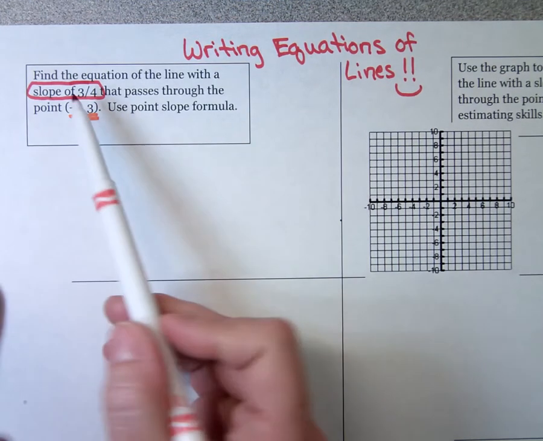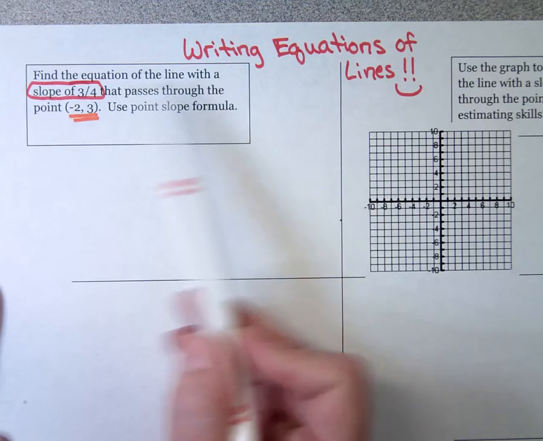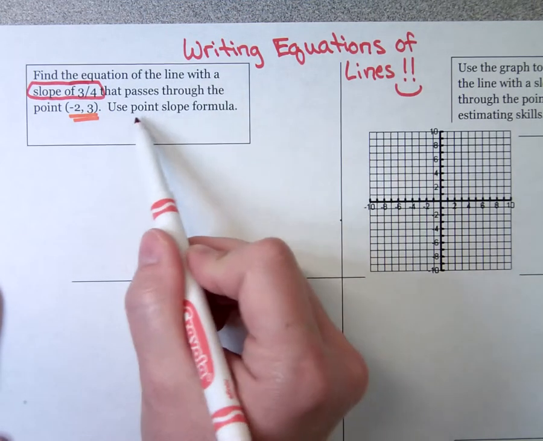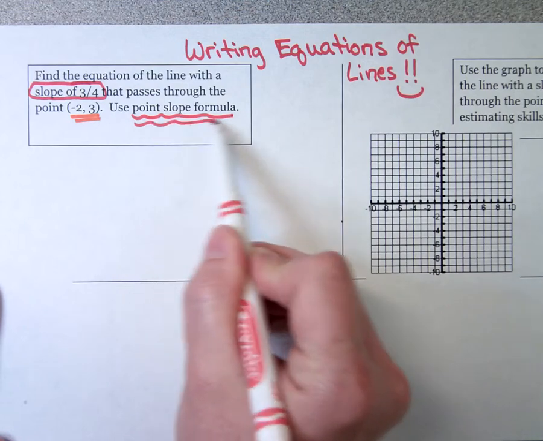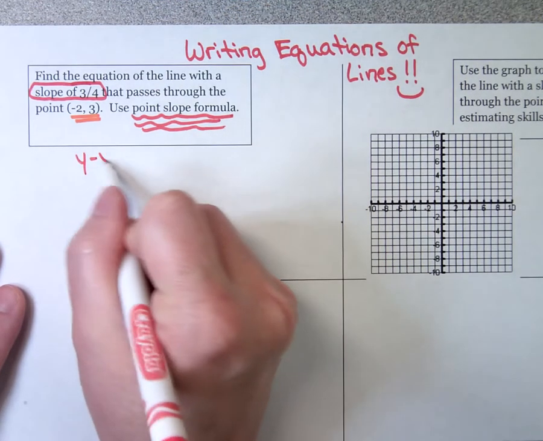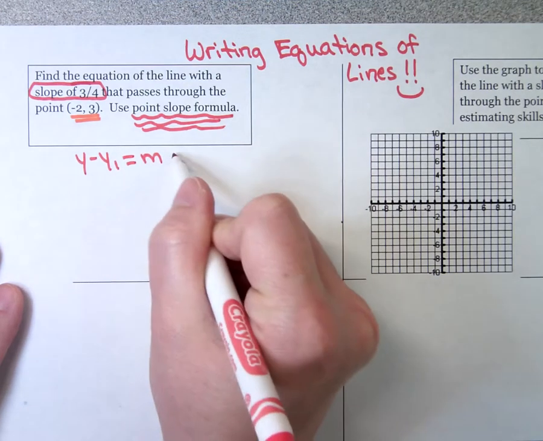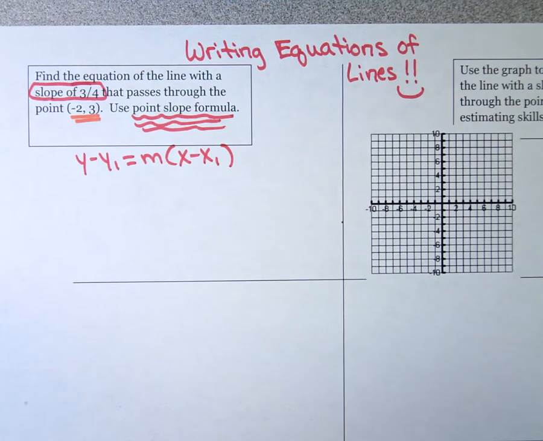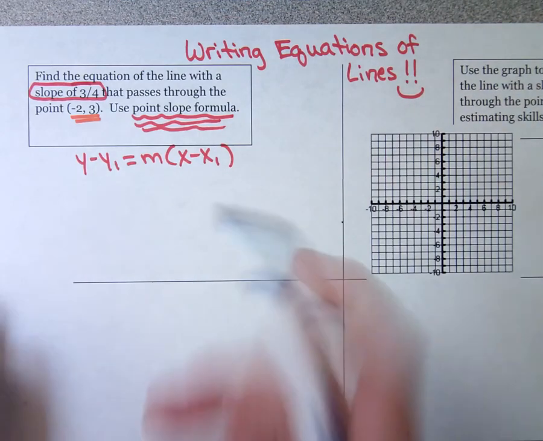Thank you. Okay, this one wants to know the equation of the line if the slope is 3/4 and it goes through the point -2, 3, and it wants me to use the point-slope formula. Can anybody tell me what that says? Beautiful. That's our point-slope formula, and we're ready to use it anytime we know the slope and a point. And we do. We know both. So I'm ready to go.